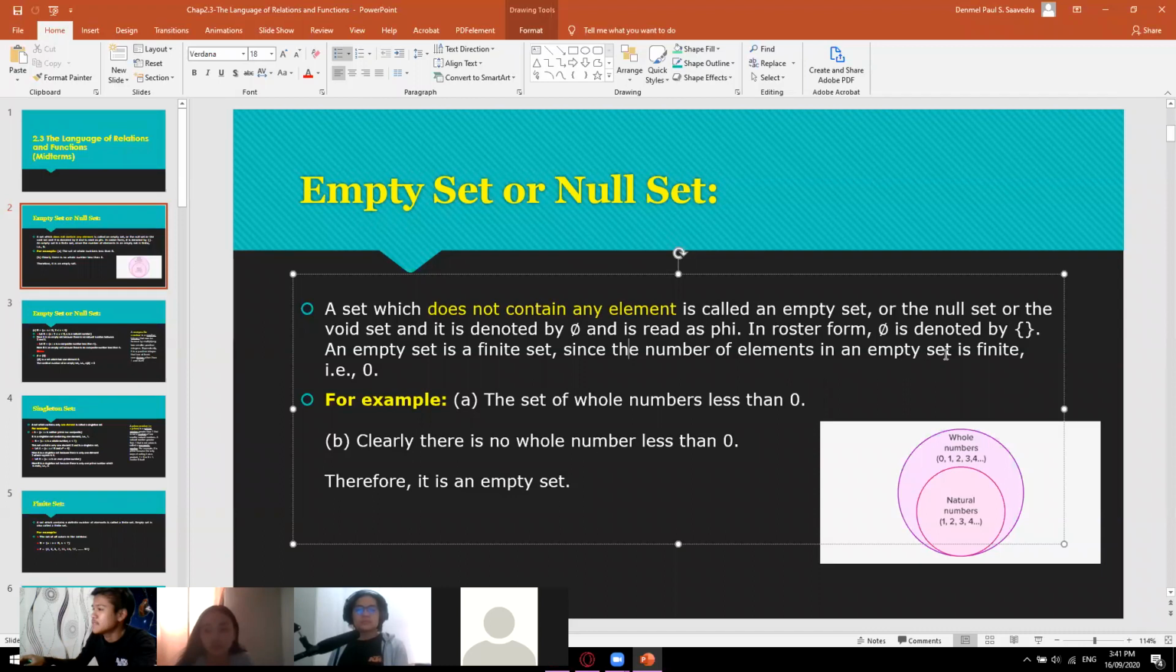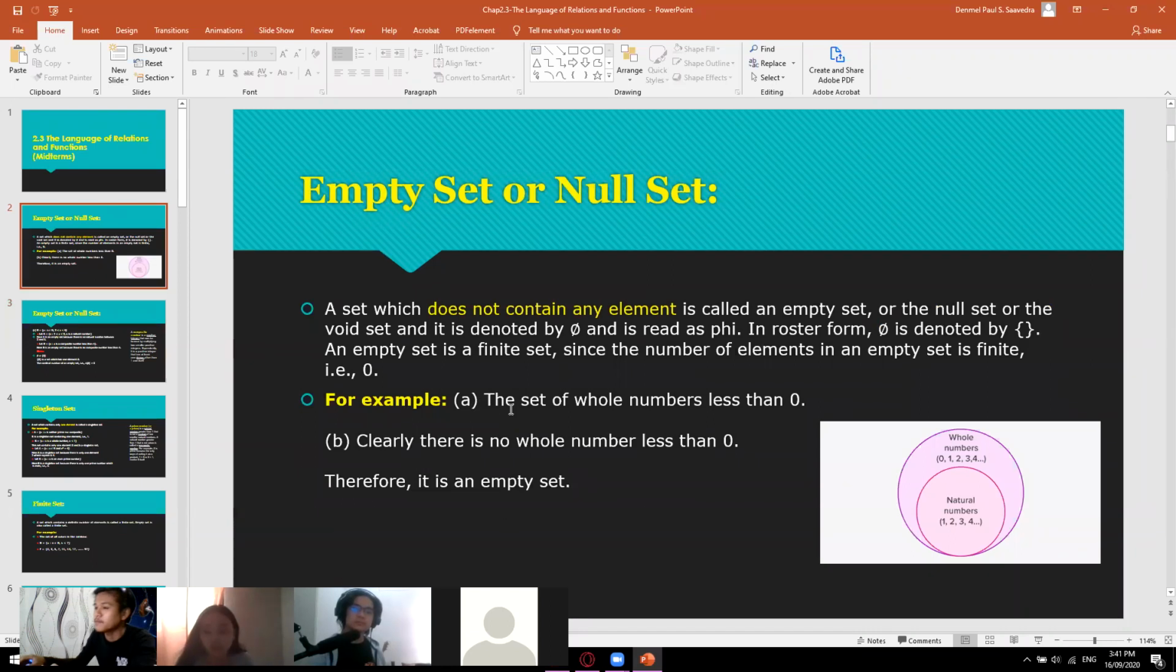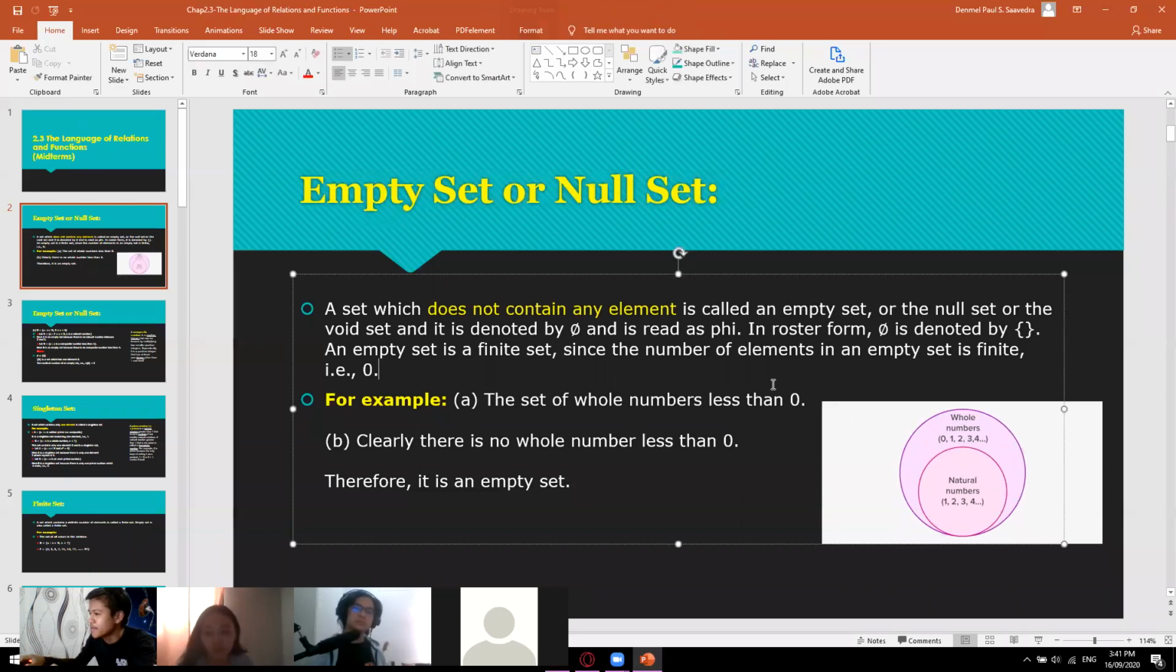Since the number of elements in an empty set is finite, for example, 0. Okay, wherein walang laman. So for example, the set of whole numbers less than 0. Okay, so when we say whole numbers, so I put an example here, wherein when we say whole number covers 0 and then a positive number. Okay, so any number that is less than 0 is of course negative, which is not a whole number anymore. That is why this one is an empty set. Okay, it is a set wherein contains nothing since wala naman talagang element na meron doon. Okay, so I hope this one is clear.